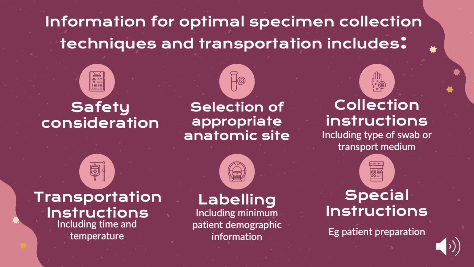Safety consideration for both clinician and laboratory personnel in obtaining the samples, as we are dealing with infectious samples. Next is the selection of the appropriate anatomic site for collection. Then, clear instructions for specimen collection should be included, as well as the type of swab and transport medium. Next, the instructions for transportation, including the time and temperature of the specimens should there be any delay for the specimen to reach the laboratory.